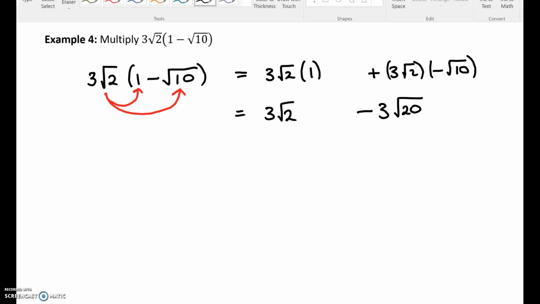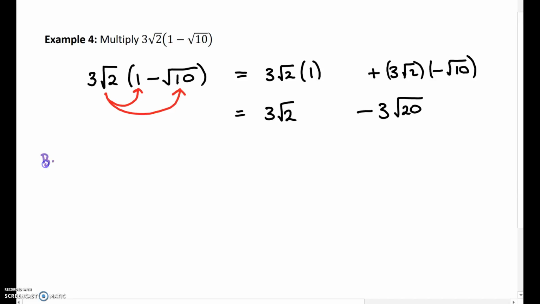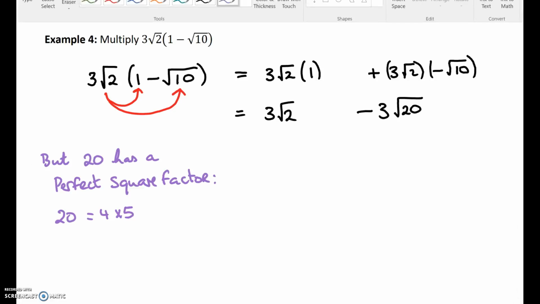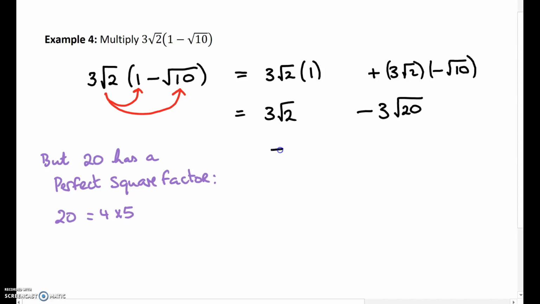Okay, so we can write 20 this way, has a perfect square factor. In other words, 20 is equal to 4 times 5. So we end up now with this being equal to 3 root 2 minus 3 times the square root of, instead of 20, we're going to write 20 as 4 times 5.